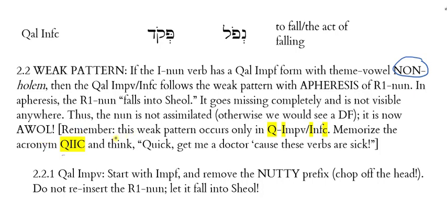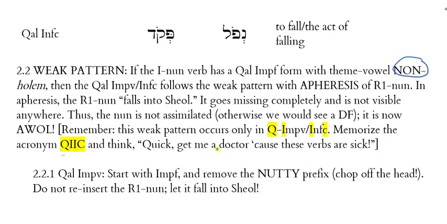Now, if you want to try to remember that the weak pattern only occurs with the Qal imperative and the Qal infinitive construct, I've got a little word to help you remember it. I've highlighted the Q for Qal, the I for imperative, the I for infinitive, and the C for construct. So this spells something like quick, okay? Quick, Q-I-I-C, Qal, imperative, and infinitive construct. And maybe you can remember quick by thinking quick, get me a doctor, because these verbs are sick.